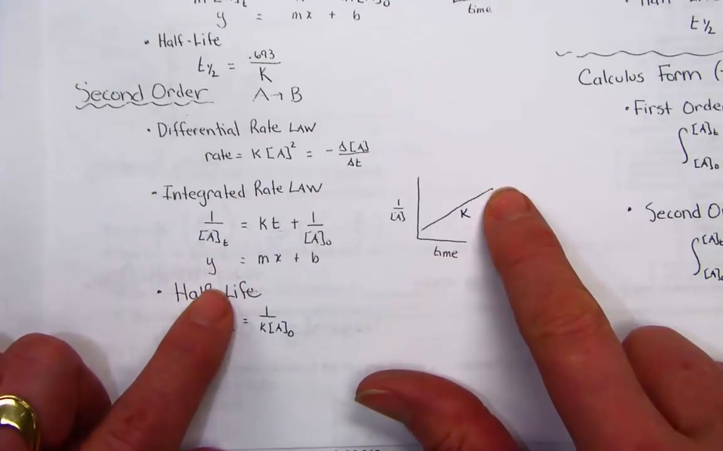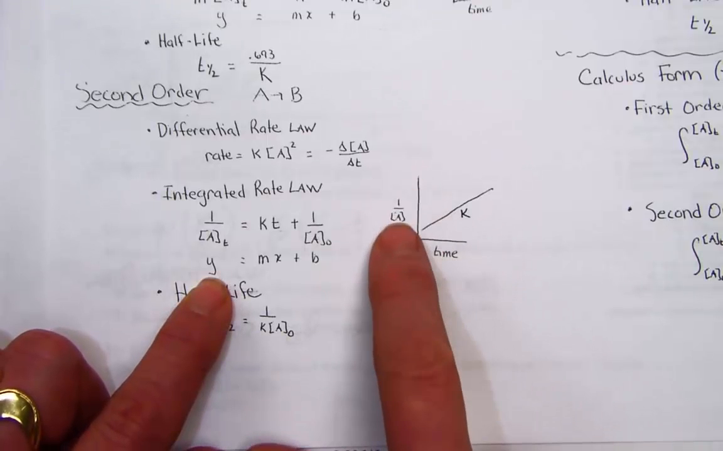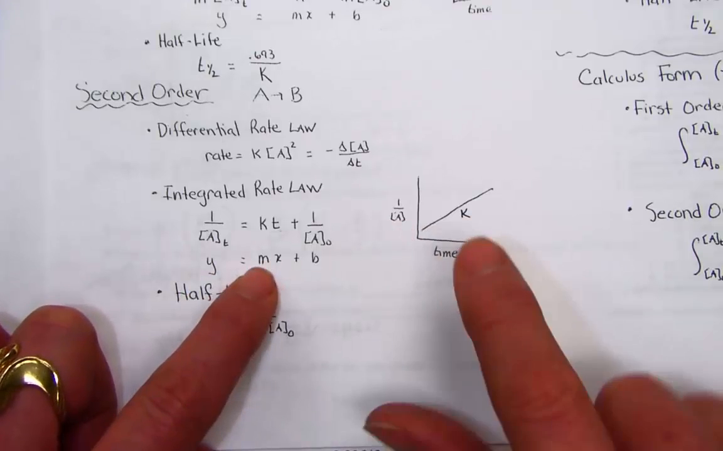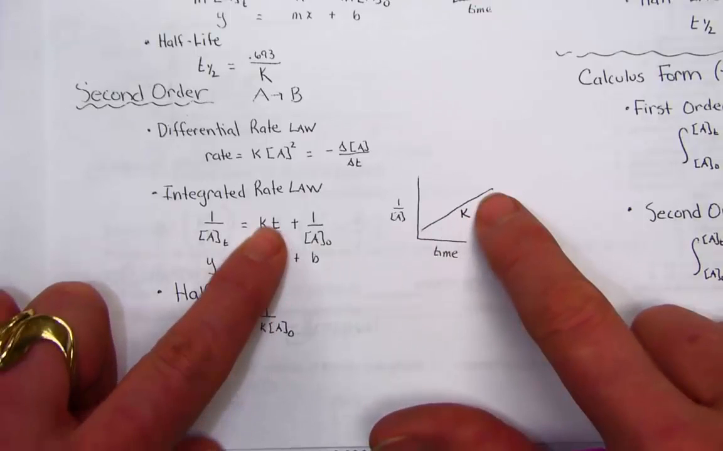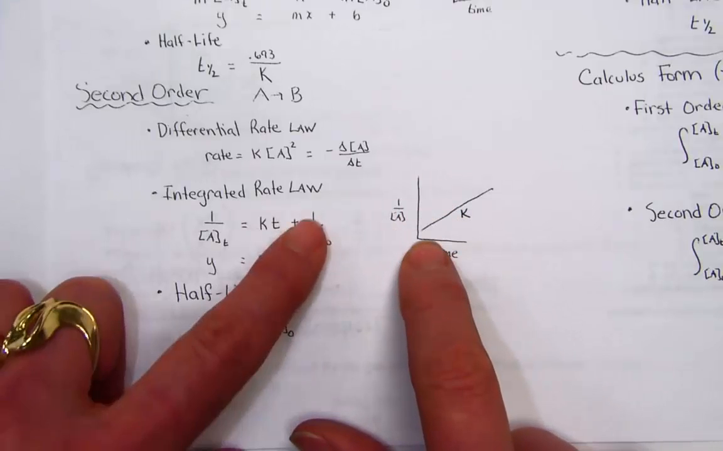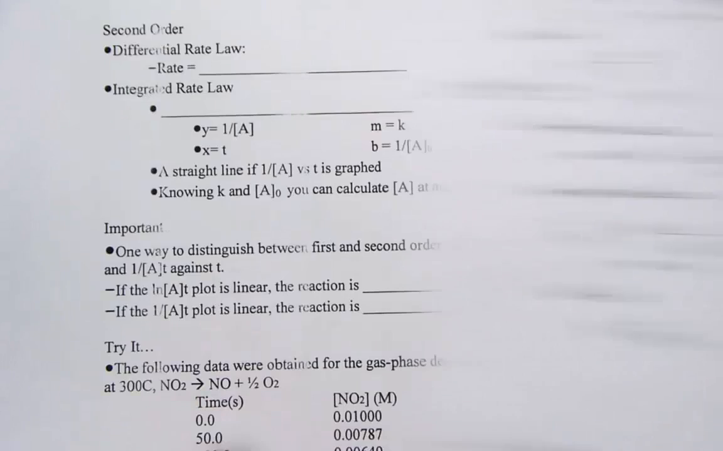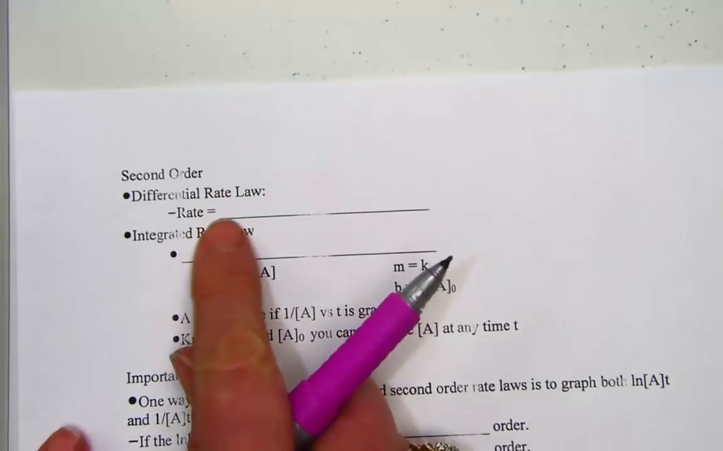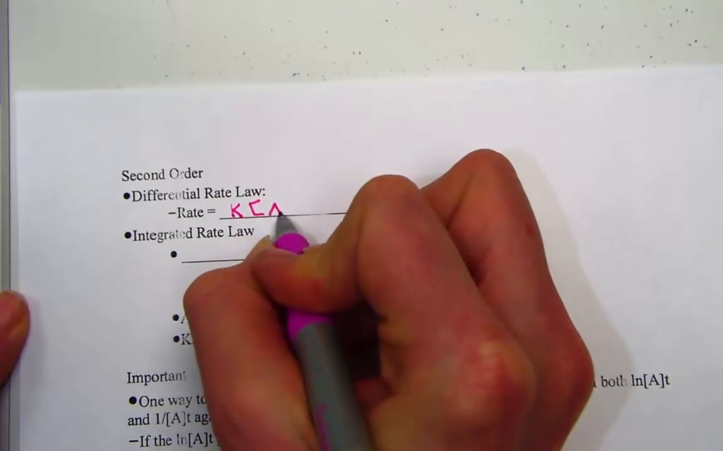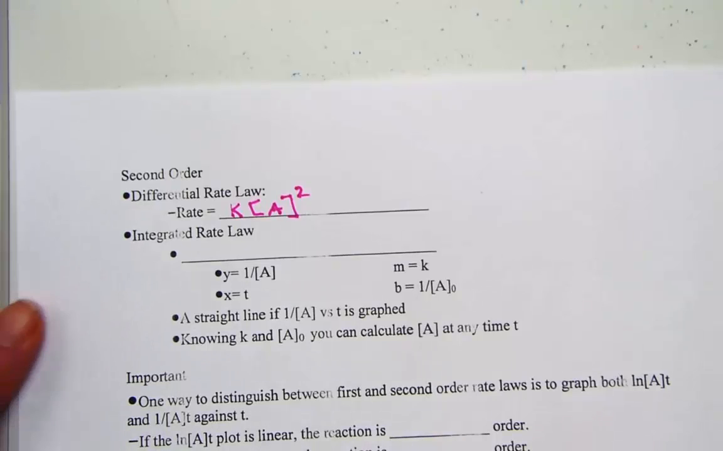We still end up with a y equal mx plus b formula, where y, the y-axis, is 1 over the concentration of A. Time is the x-axis. The m is the slope of our line represented by K. And again, the b, the y-intercept, would be the original value of A reciprocal. So let's take a look at how that develops. Our differential rate law we just explored shows rate is equal to K times the concentration here. Second order shows that that exponent is a 2.